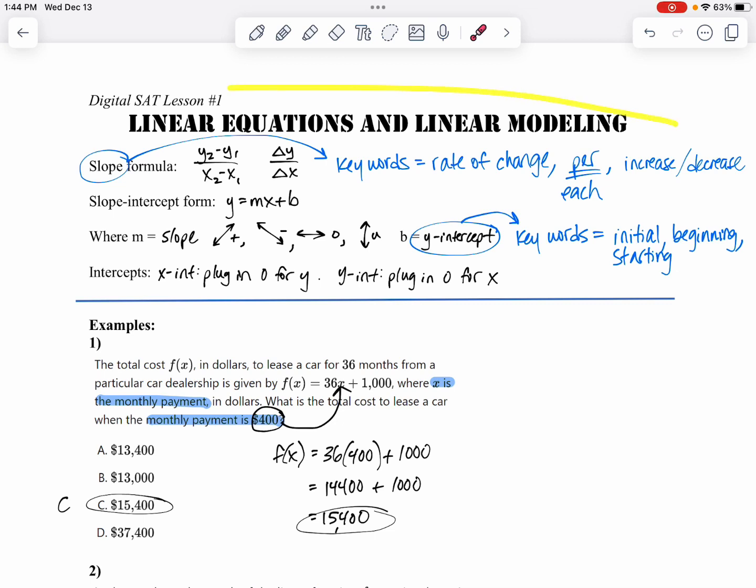You spent a ton of time in Algebra 1 and also in Algebra 2 talking about linear equations. And the SAT really wants you to know what stuff is about linear equations and linear modeling. There's tons of questions about them.